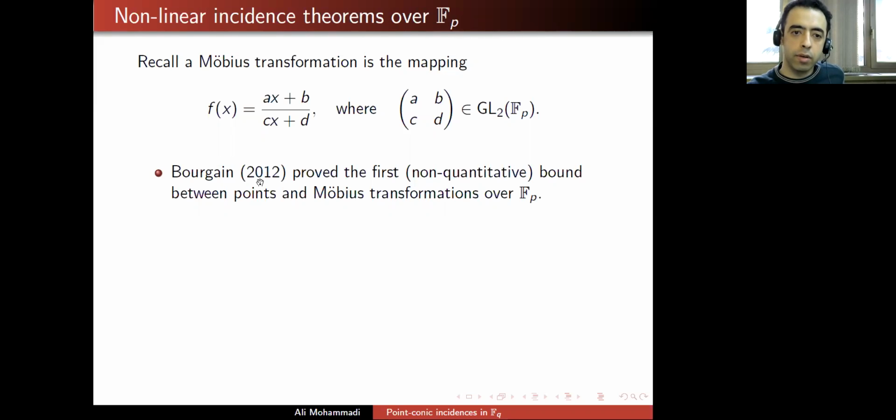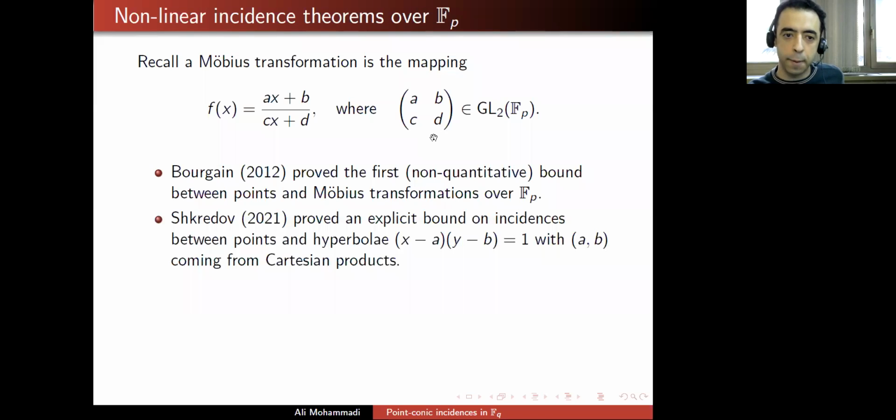And the first one came from Bourgain in 2012. He proved a non-trivial bound for the number of incidences between a set of Mobius transformations and points over F_p. It's non-quantitative and doesn't really give much of a clue how to quantify it. Although it is non-quantitative, it still may be the most general such bound that allows a large class of Mobius transformations.